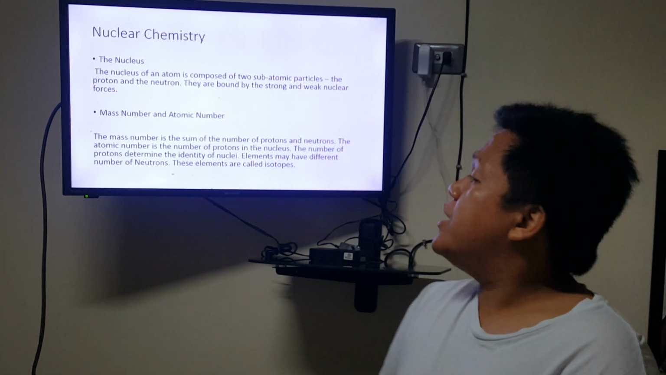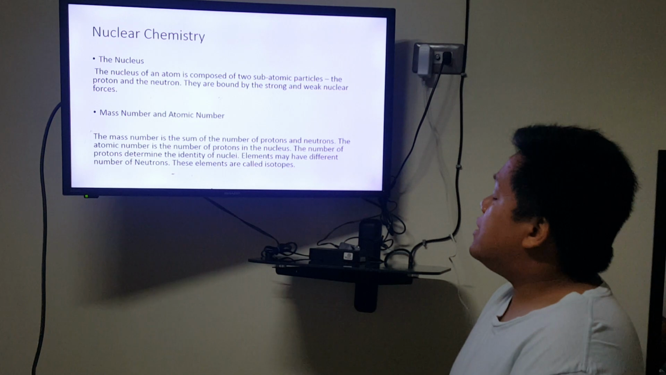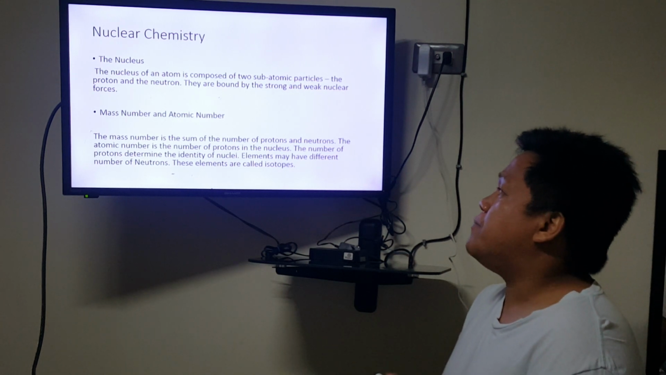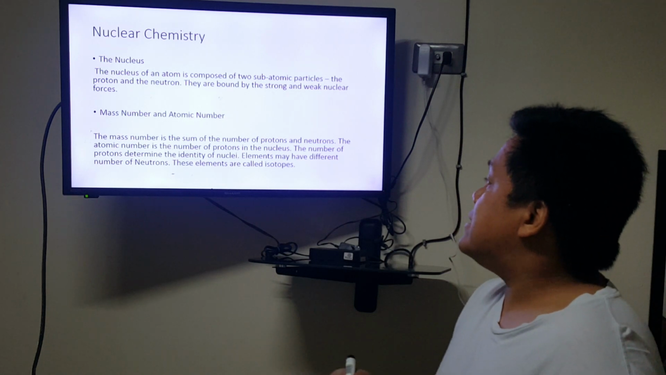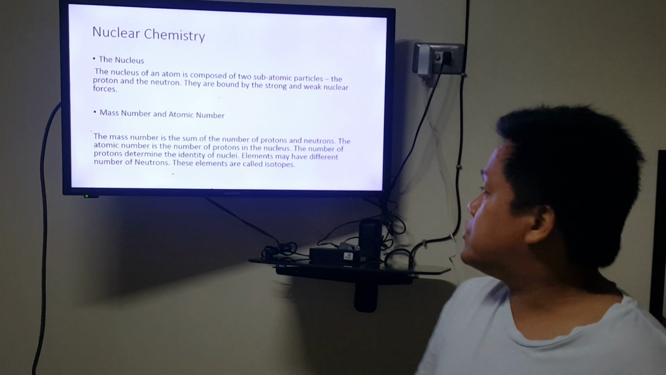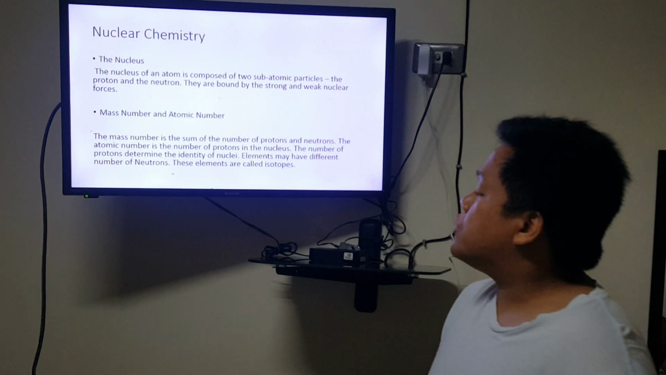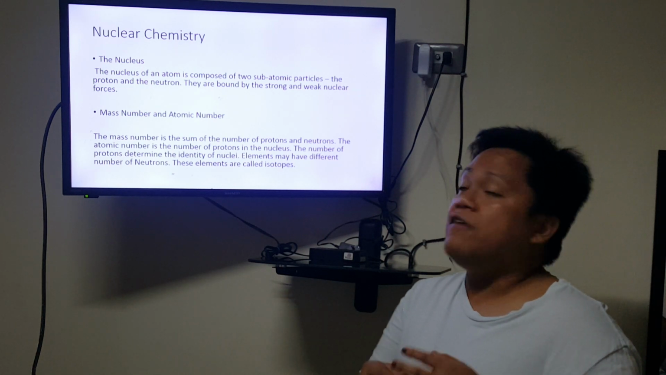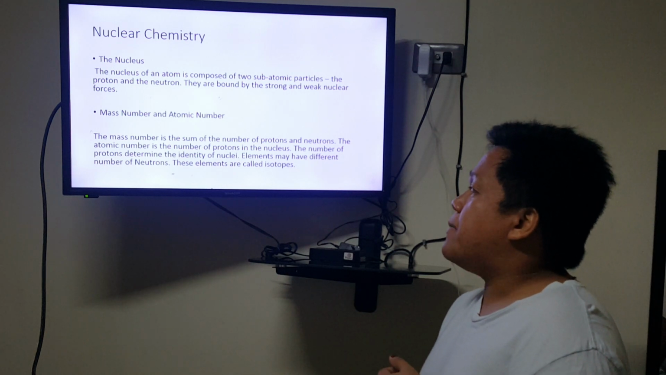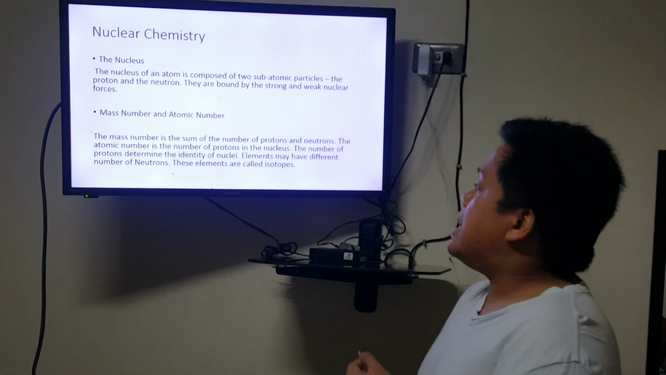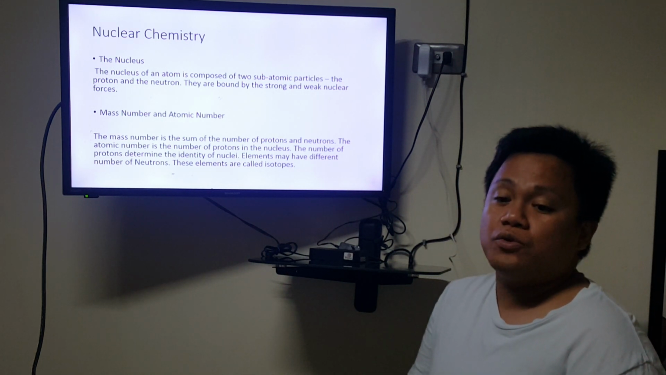Mass number and atomic number. The mass number is the sum of the number of protons and neutrons. The atomic number is the number of protons in the nucleus. The number of protons determines the identity of nuclei. Elements may have different numbers of neutrons. These elements are called isotopes.